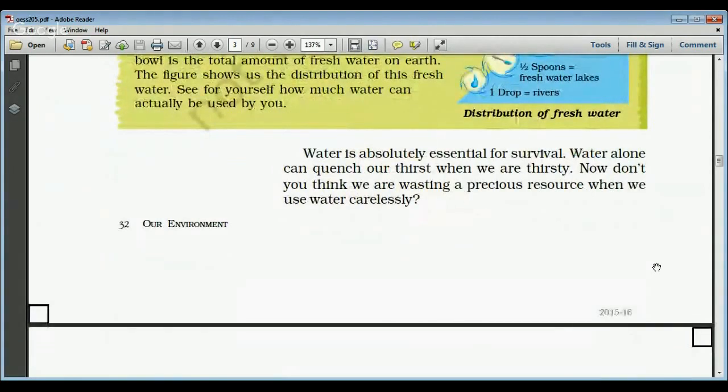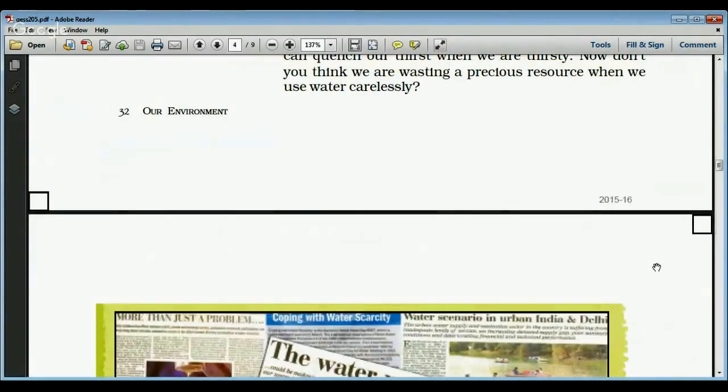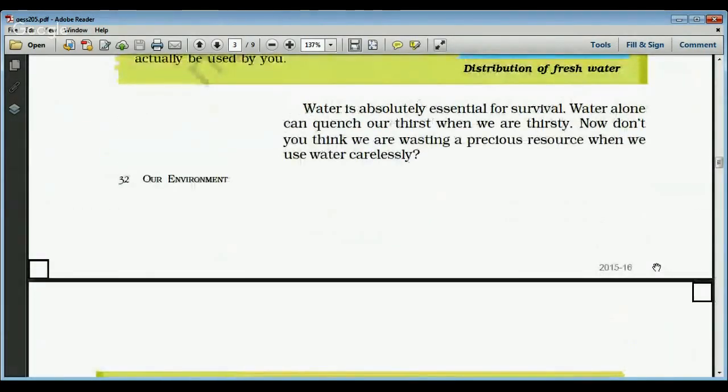And everybody knows that water is essential for survival, for crops, for industries, for bathing, for clothing, everything we need water. We can survive without food, but we cannot survive without water. So we need to focus on conserving the water, and we need to remove the processes that waste water.